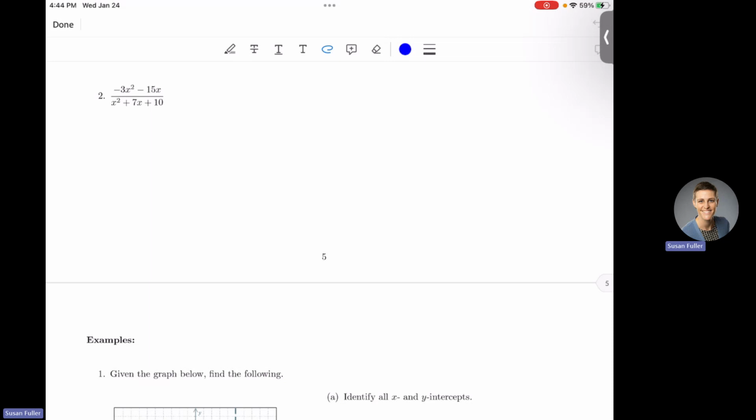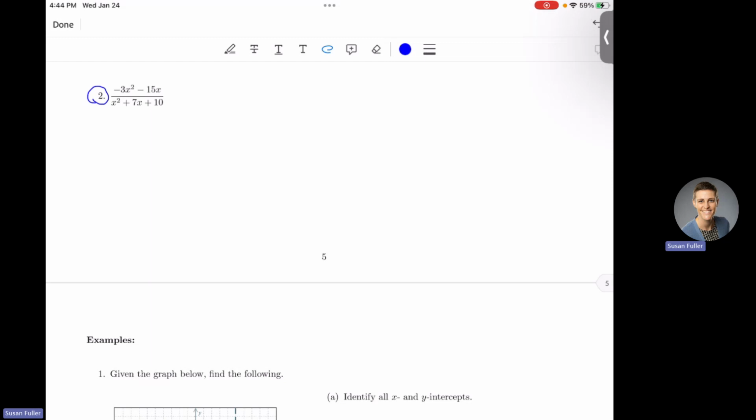All right, so we didn't get to this one in class, so I want to give you an example of number 2. I want to graph the rational function negative 3x squared minus 15x all over x squared plus 7x plus 10. To start here, we need to find our holes, our vertical asymptotes, and our x-intercepts.